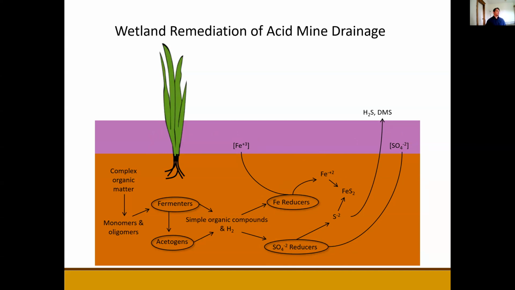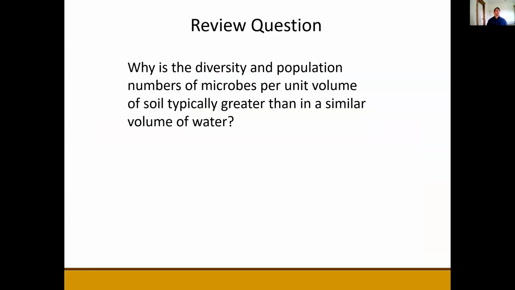Okay, so that will be it for the lecture. And for today's review question, I decided let's use an example of a longer question. This is something that might be on the final exam. So here is my question: why are the diversity and population numbers of microbes per unit volume of soil typically greater than in a similar volume of water?